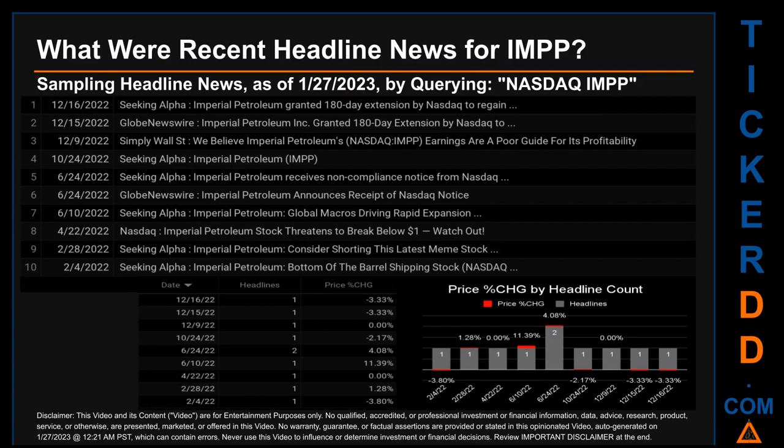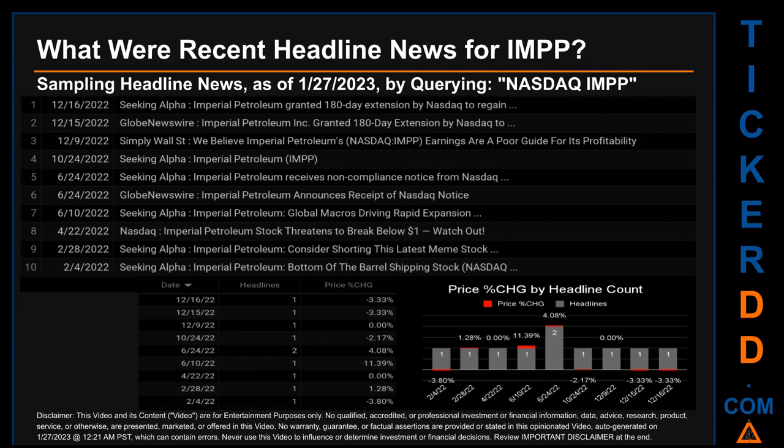What were recent headline news for IMPP? Today, Friday, January 27, 2023, I sampled one of our news aggregators for latest headlines for this ticker. I did so by searching specifically by a keyword that may appear, broadly, in the title or the body of discoverable news articles. The keyword that I used was a combination of the exchange and the ticker symbol, NASDAQ: IMPP. The results show 10 unique headlines, published across 9 unique dates. Publication dates span 315 days.